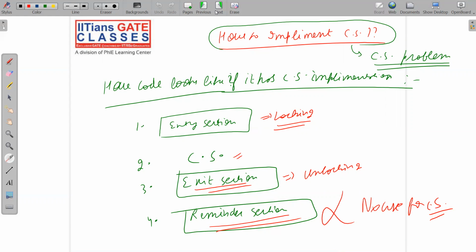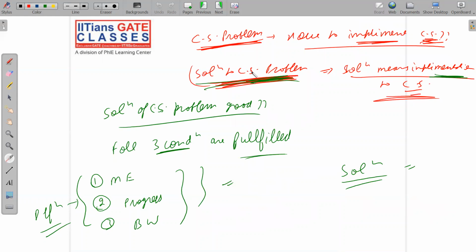Let me jump to the next slide. If you want to take a snapshot, you can take it. Otherwise, it's of no use because in the previous lecture itself we have done it. Let me jump to the next slide. So the CS problem, I think I have told you.